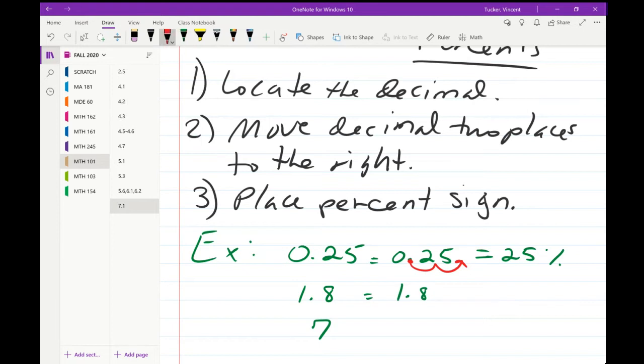For 1.8, take the decimal, move it 2 to the right. Notice there's only one number to the right of the decimal, so you use a 0 as a placeholder. That's 180%.